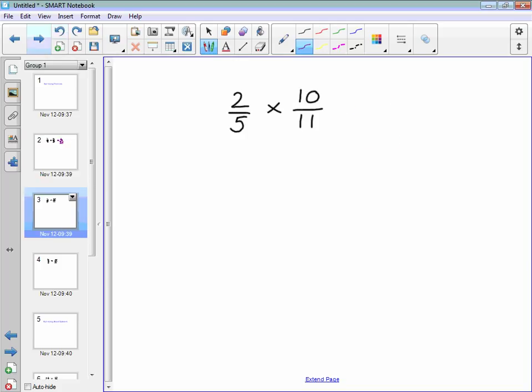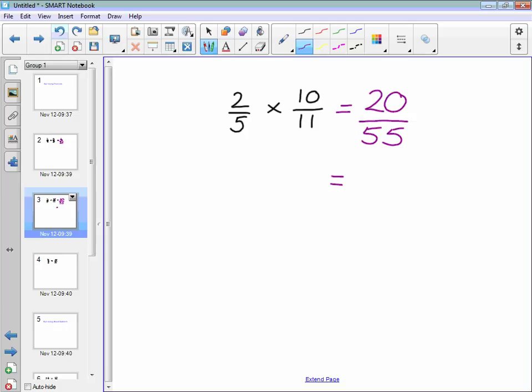In this next example, I've got 2/5 multiplied by 10/11. Now again, all I need to do is multiply my numerators together. 2 times 10 is 20. And my denominators together. 5 times by 11 is 55. Now, this answer, 20/55, is not fully simplified, and I may have been asked to simplify my answer.